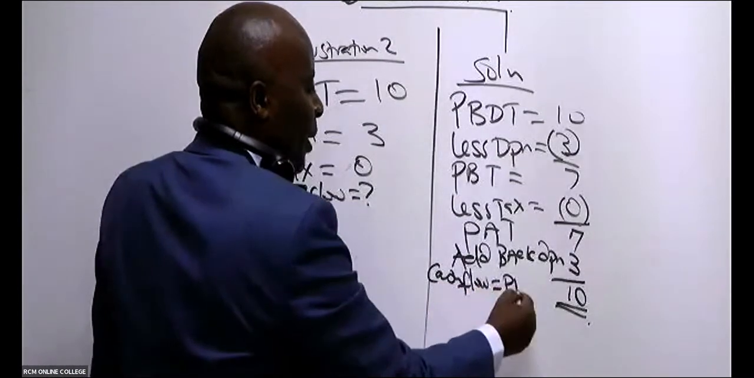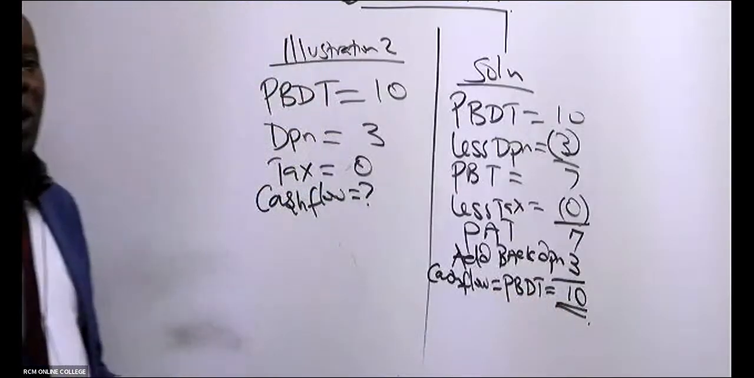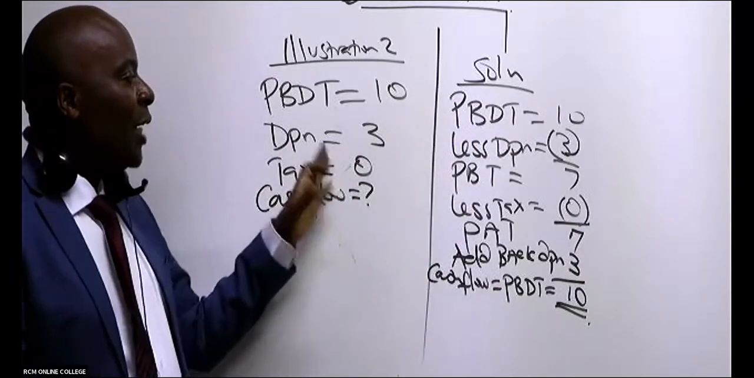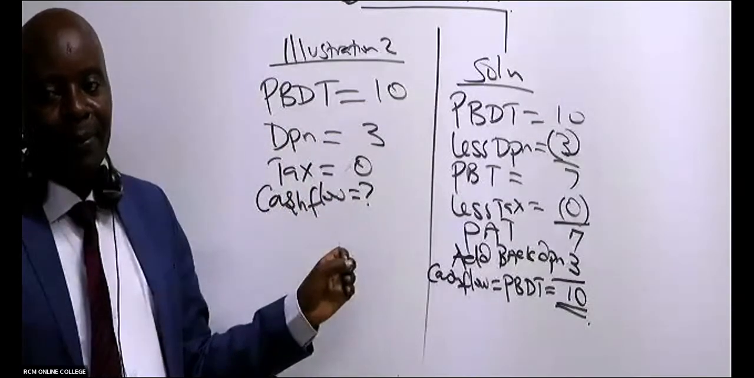which equals PBDT. So there is no reason you should have gone through all this, knowing that if tax is 0, automatically cash flow will be equal to PBDT.